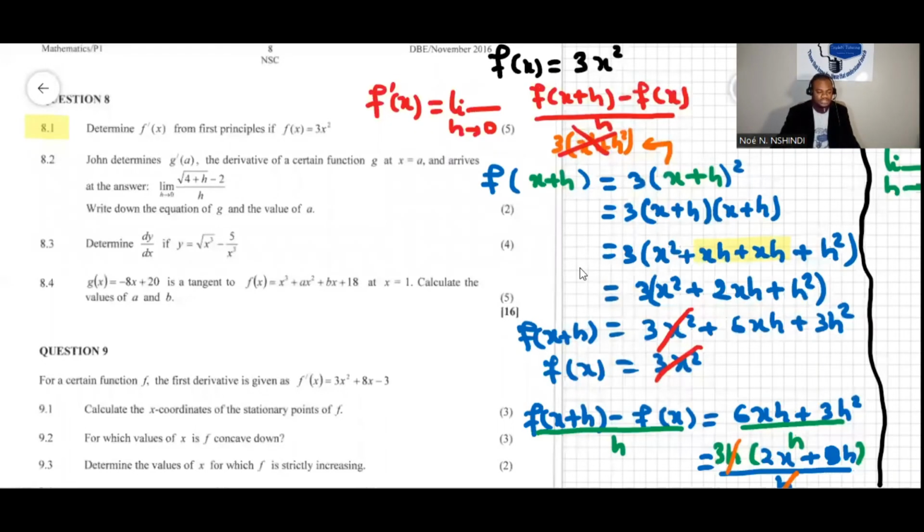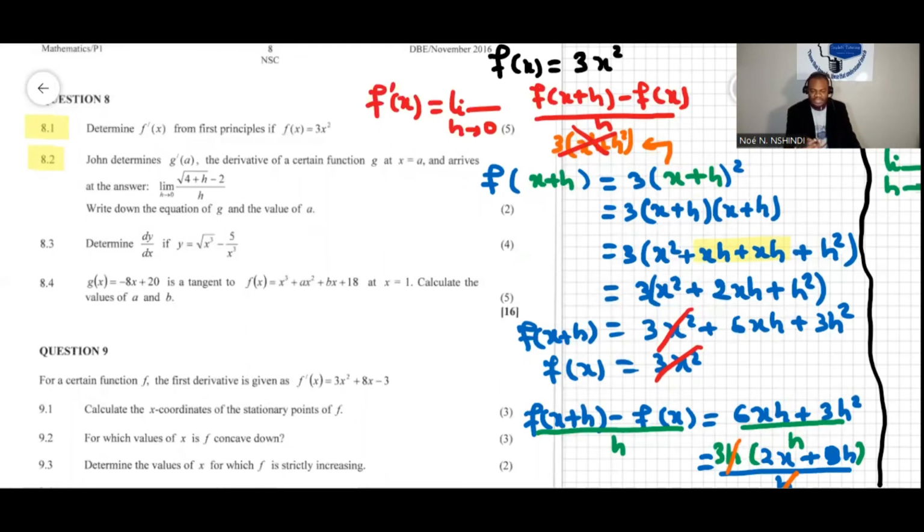The following question, as I said, 8.2. The question says, John determines g prime of a, the derivative of a certain function g at x equal to a, and arrives at this answer. The answer is the limit of square root of a plus h minus 2 over h as h approaches 0. Now they say write down the equation of g and the value of a. Well, the question sounds interesting, because the harder the question looks, the more interesting it is.